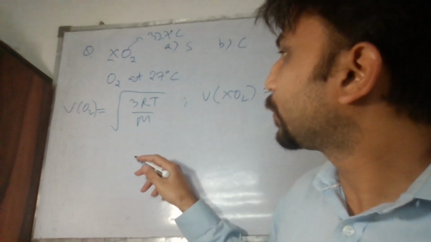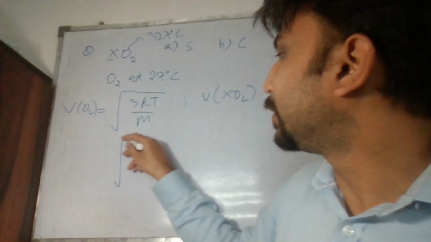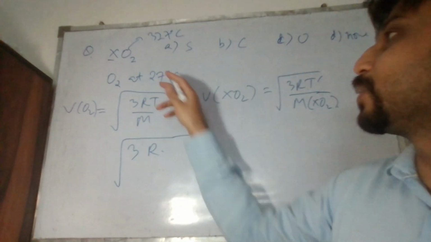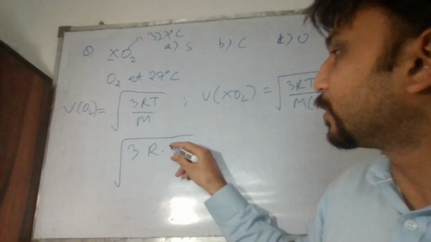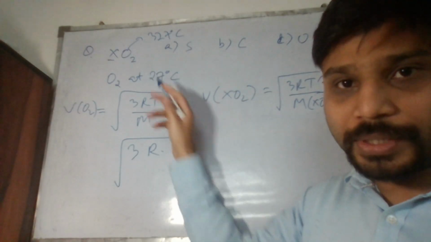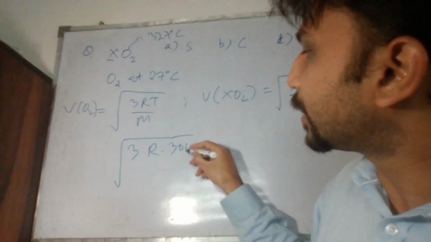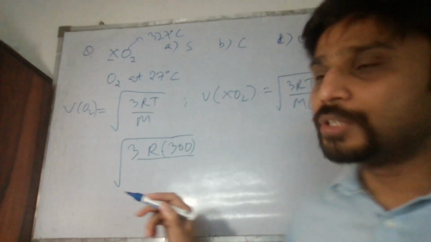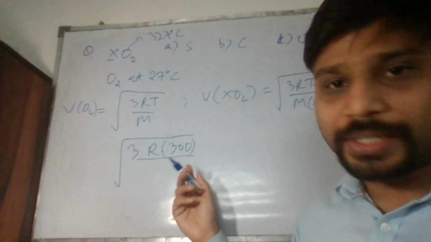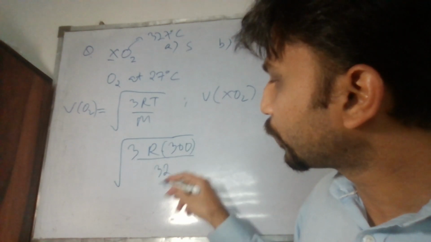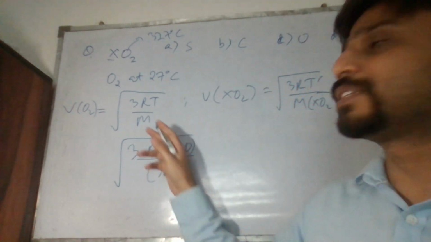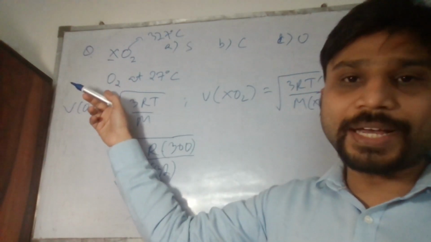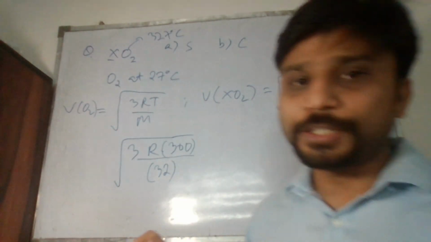So we'll say square root of 3R into temperature of oxygen. So this would be 273 plus 27, that is 300 kelvins, divided by the molar mass of oxygen. So molar mass of oxygen is 32. 16 is the atomic mass of one atom of oxygen. So for dioxygen, it is 16 times 2, that is 32.